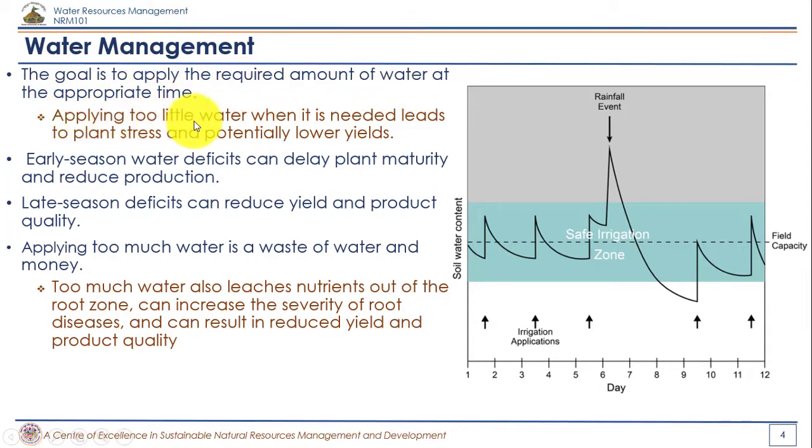Again, applying too little water when it is needed can lead to plant stress and potentially lower the yield. It's very important for us to apply water whenever the plant needs. And if you're applying too little water, that's when the plant will have potentially dangerous stress, and it will again lower the yield. If you're looking at cabbage, let's say, the size and the freshness, the quality of cabbage that you'll be getting from the agriculture will be lower in quality.